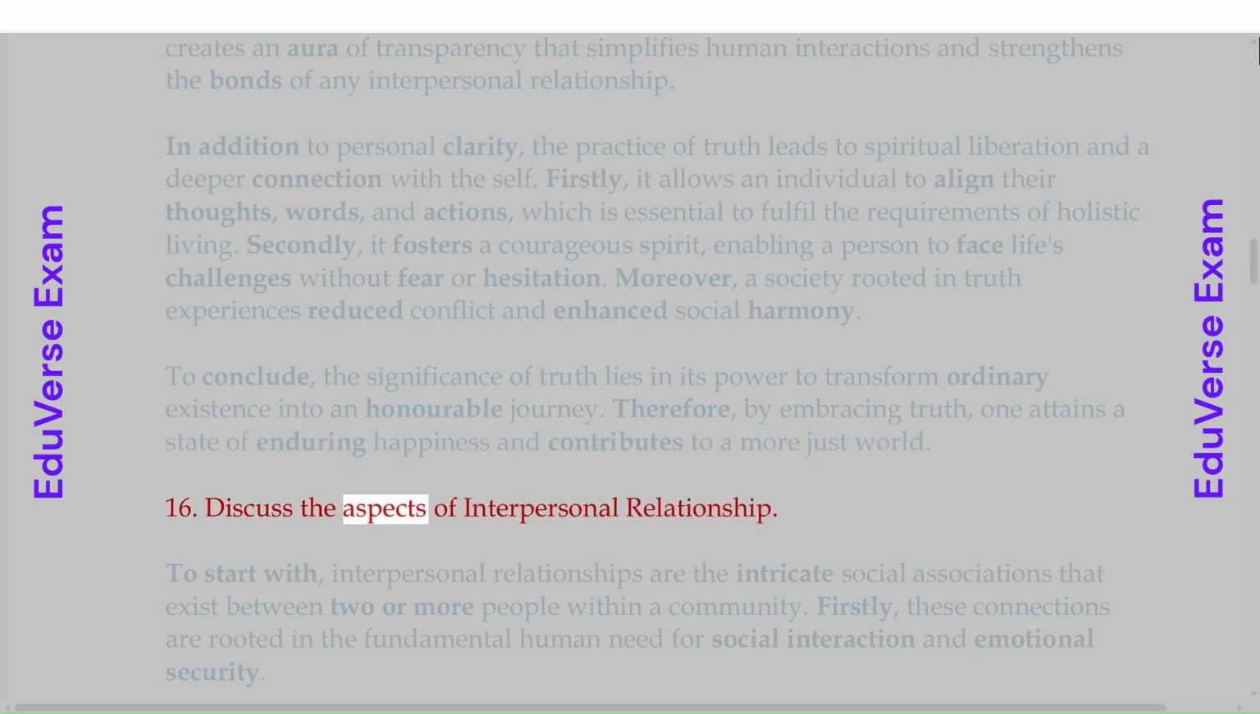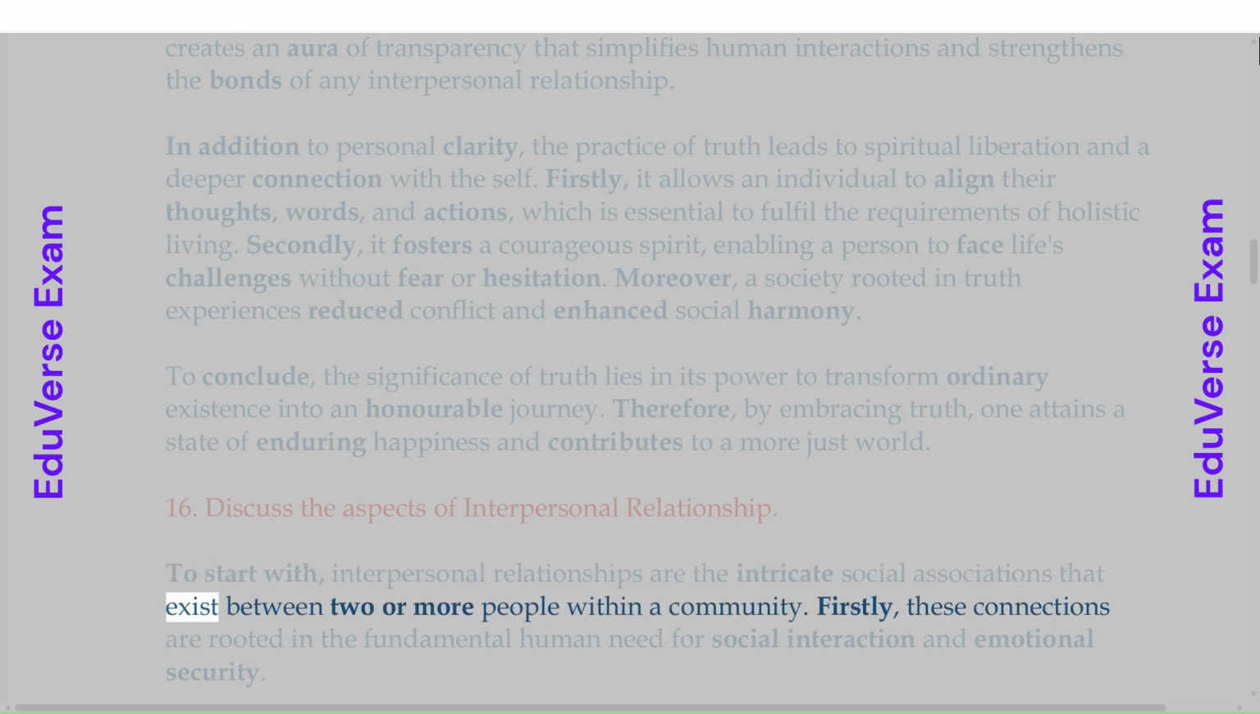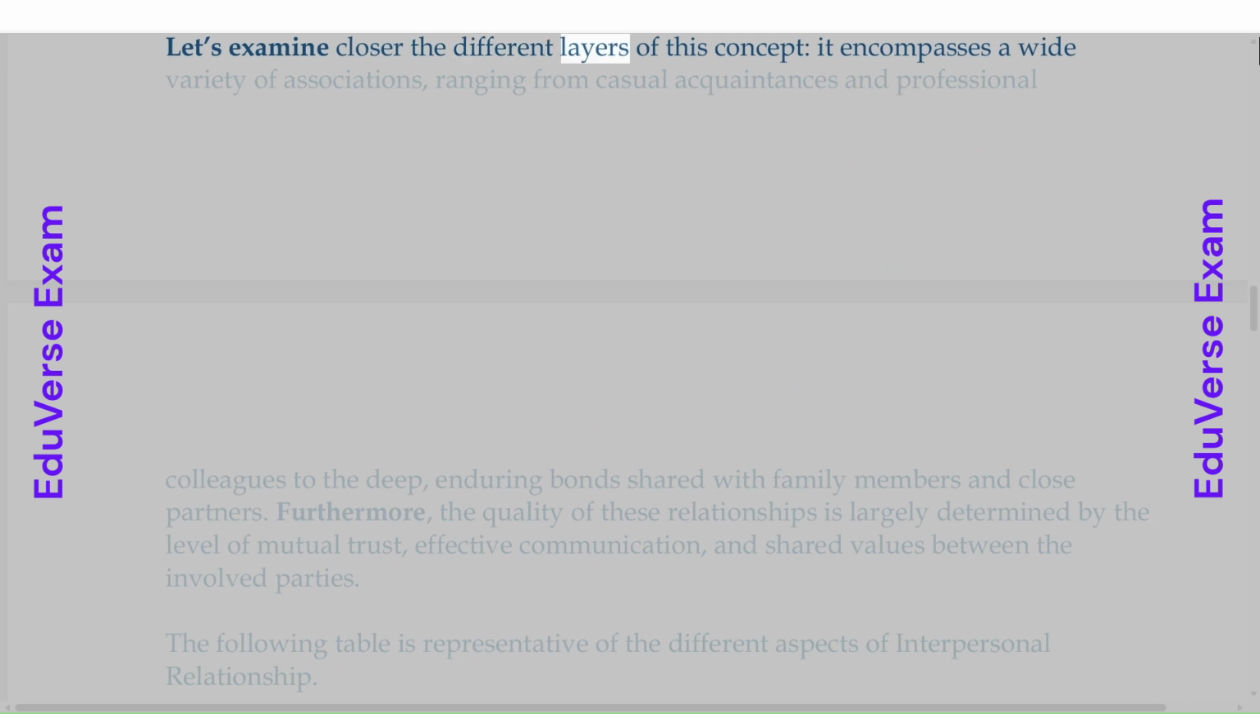16. Discuss the aspects of interpersonal relationship. To start with, interpersonal relationships are the intricate social associations that exist between two or more people within a community. Firstly, these connections are rooted in the fundamental human need for social interaction and emotional security. Let's examine closer the different layers of this concept.